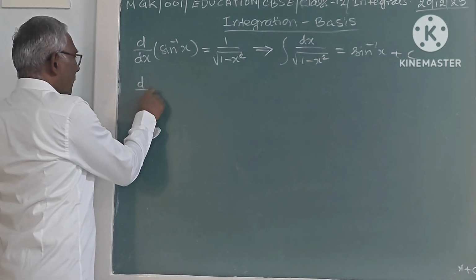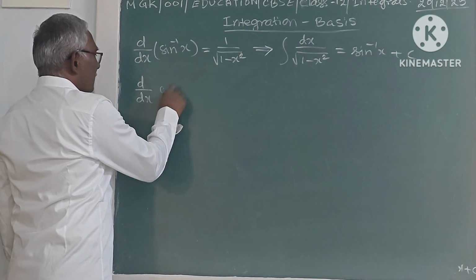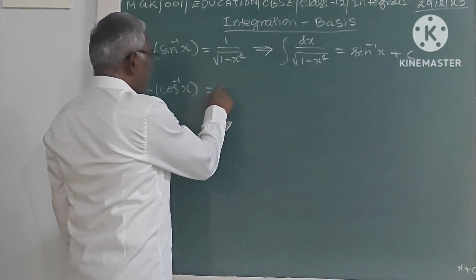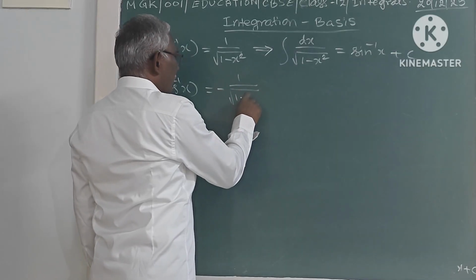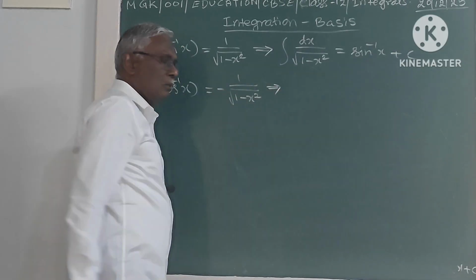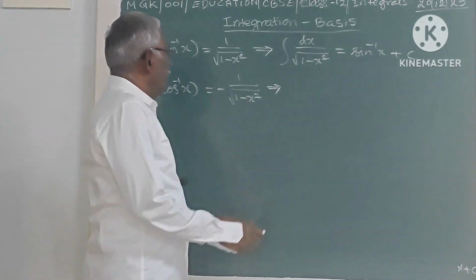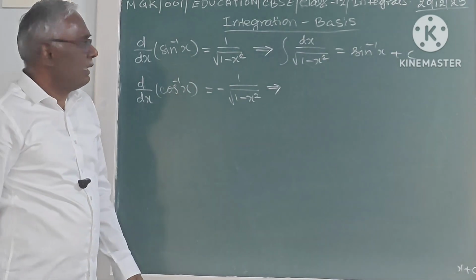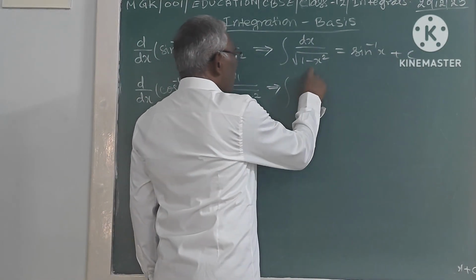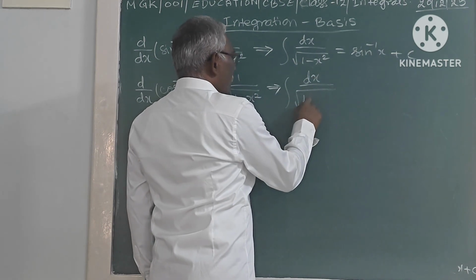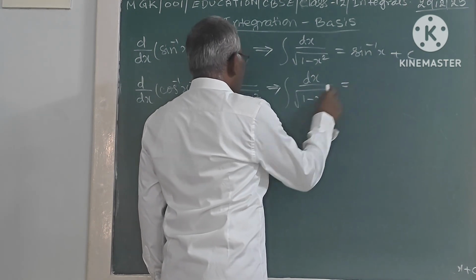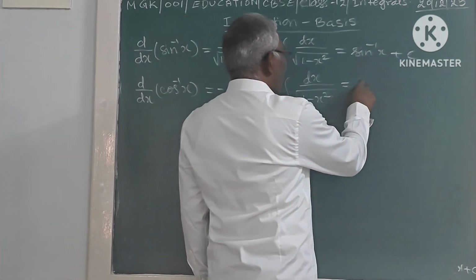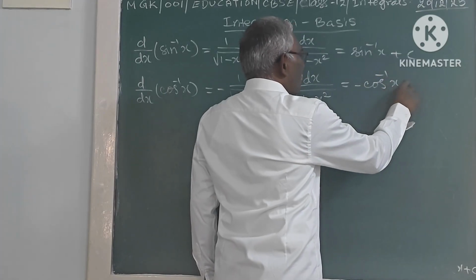If we differentiate cos inverse x, what will we be getting? Minus 1 over square root of 1 minus x square. So that means if we integrate minus 1 by square root of 1 minus x square, we will be getting cos inverse x. Or, integral dx by square root of 1 minus x square is equal to, I will multiply both sides by minus 1, what will we get? Minus cos inverse x plus constant.